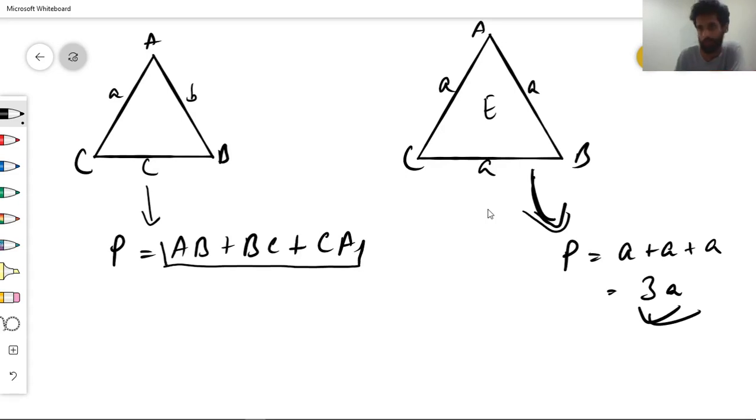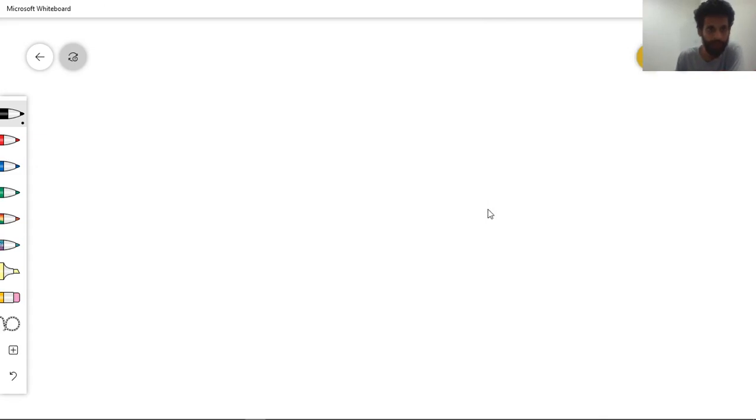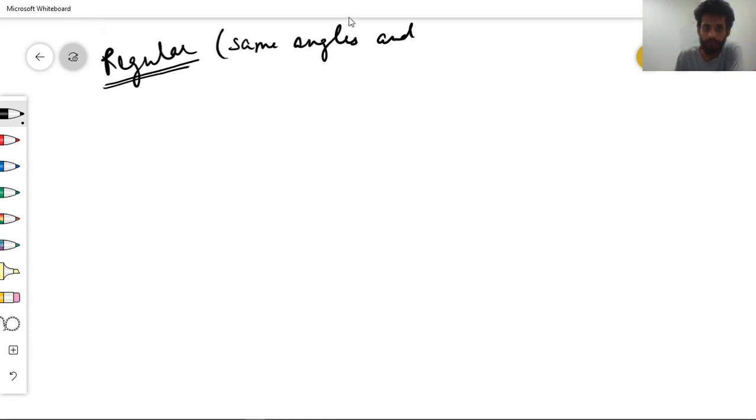Now when we did all this, let's see some regular figures. Regular means the figure should have the same angles and the measure of sides equal.